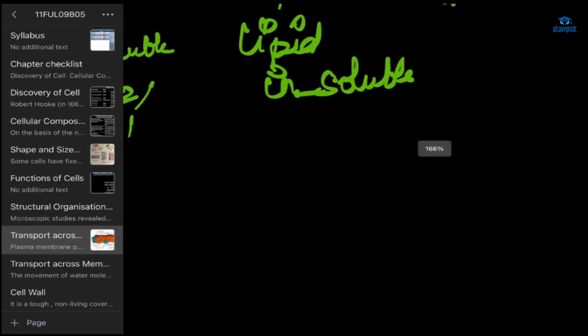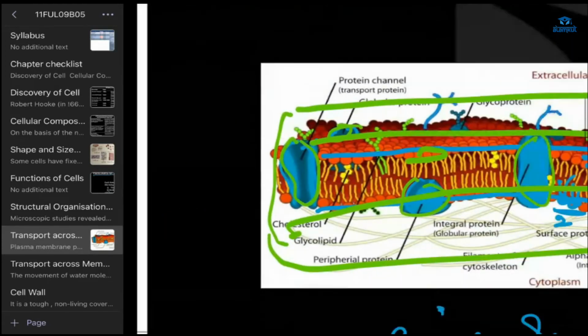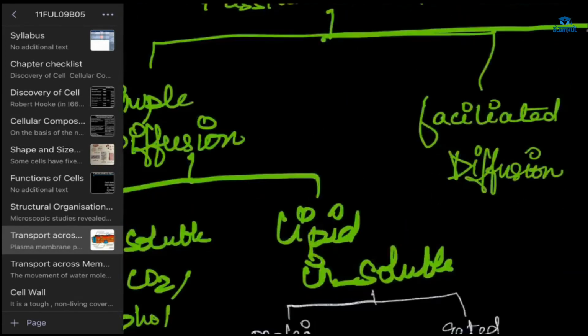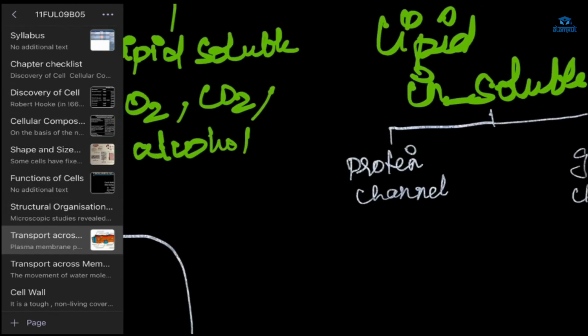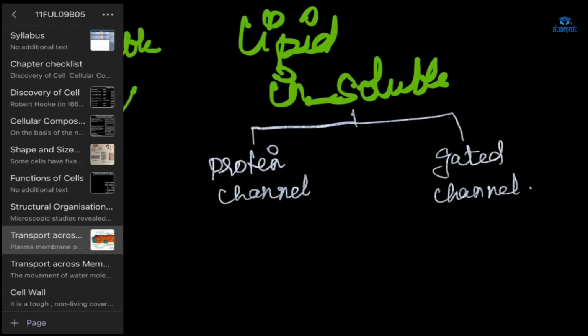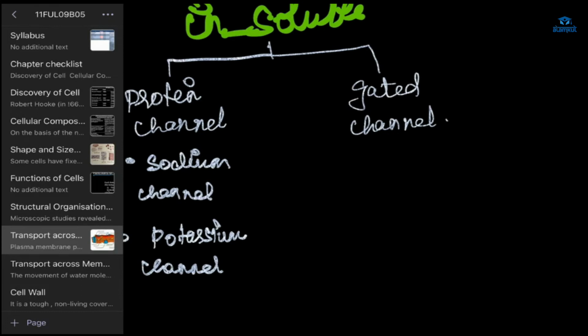This is not there in your CBSE book. This lipid insoluble part is just for the knowledge. I'm going to tell you two types: protein channel and gated channel. See, this is the protein channel. So here in lipid insoluble, the substance passes through a protein channel or gated channel. For example, we have a sodium channel where only sodium comes in and goes out, and we have a potassium channel. And in a gated channel, there is open and close.